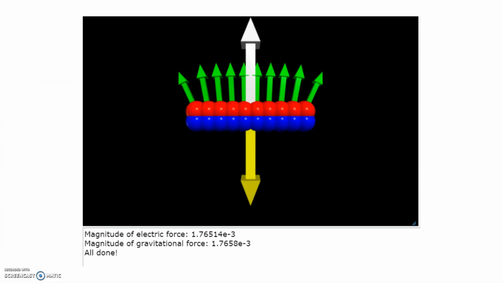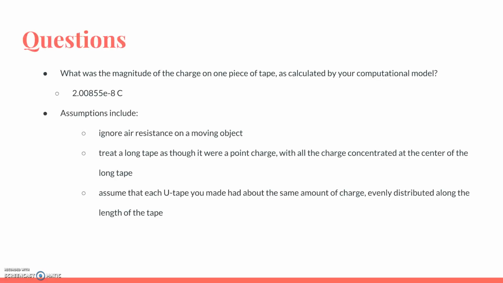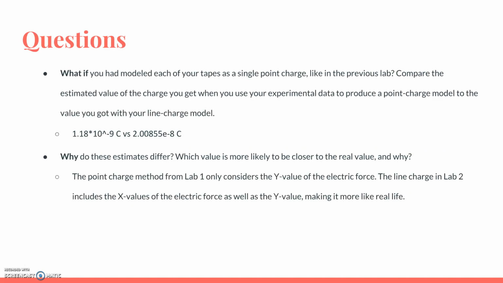And when all was said and done, it came out like this. You can see the white arrow shows the electrical force that the bottom tape exerts on the top tape, and the yellow is the gravity that is acting on the top tape. And then the green vectors are the electrical forces which the bottom tape acts upon the top tape. As you can see, the reactions are shown from their magnitude in the bottom box. And so the magnitude of the charge on one piece of tape was calculated there, although it's slightly different from what I found earlier. However, this is what GlowScript ended up showing me was the more appropriate answer.